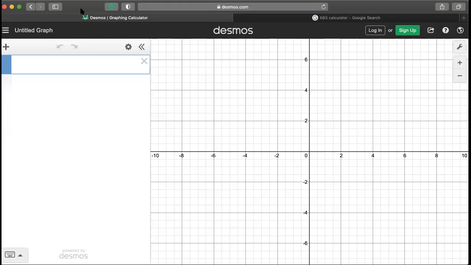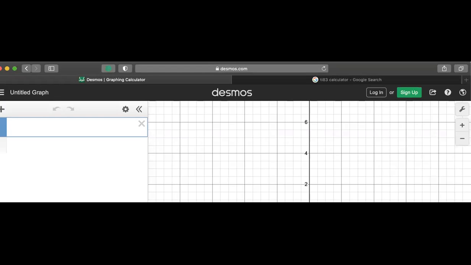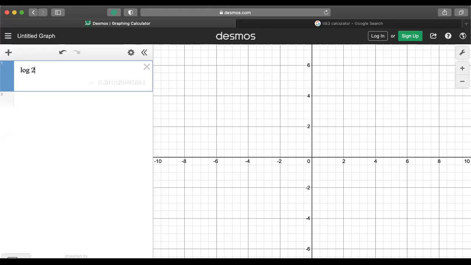And as you can see, here's Desmos. And I'm just going to enter what I saw, which was log of 2.7. I'm going to enter that in the calculator. So log 2.7, and I get 0.4313. So let's write that down, 0.4313.